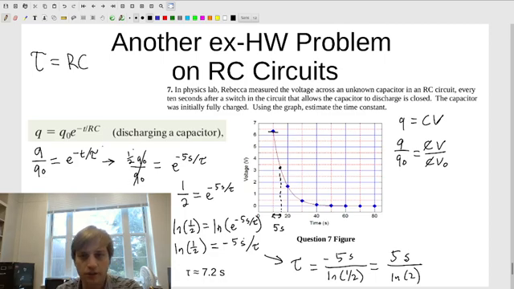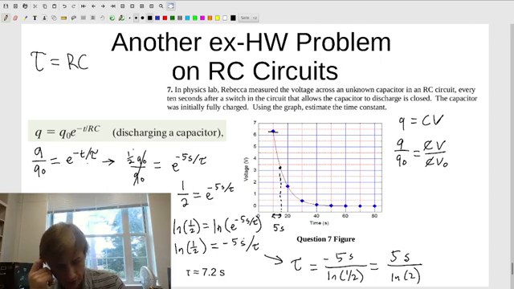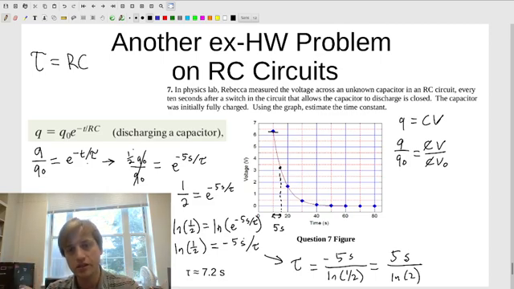So that's your RC. So I probably won't have you solve this type of problem on your exam, but I do want you to have seen it because we are going to be returning to these time-dependent circuits in the future.